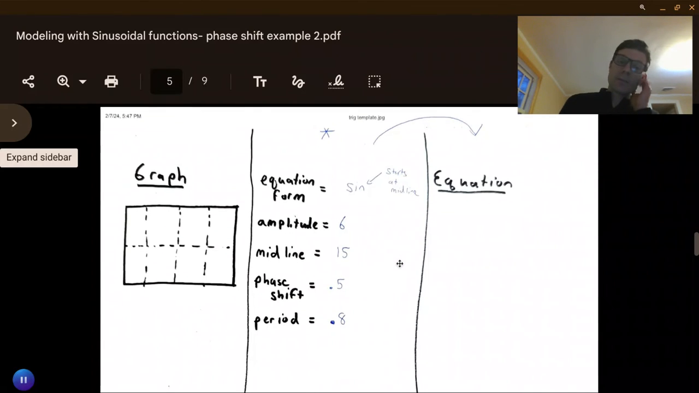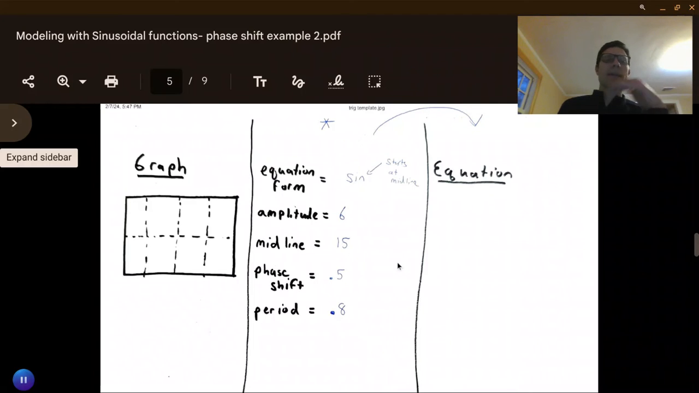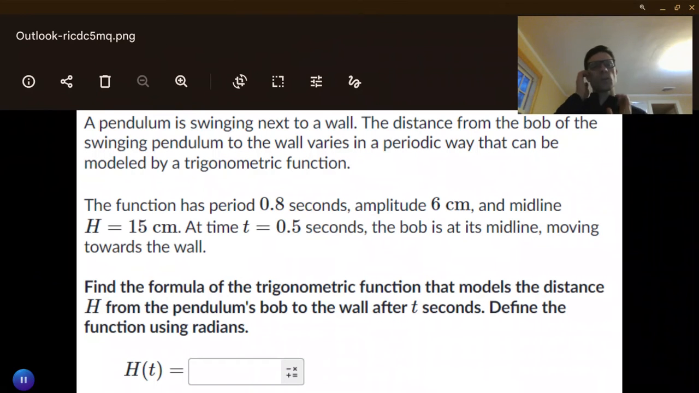Because it starts at its midline, that's one version of the sine. It's either going to be positive or negative. Now I have to figure out if it's positive or negative. So I go back to the wording, and what's important is this right here, moving towards the wall. Now, if you think about the bob, this is the furthest distance away from the wall, so it's the maximum of the function. As it gets closer to the wall, the distance between the bob and the wall gets really small. So this is the minimum of the function. So we're told at 0.5 seconds, it's in between its maximum and minimum at its midline, and it's traveling towards the wall, which means it's traveling towards the minimum distance from the wall. That means that it's going down.